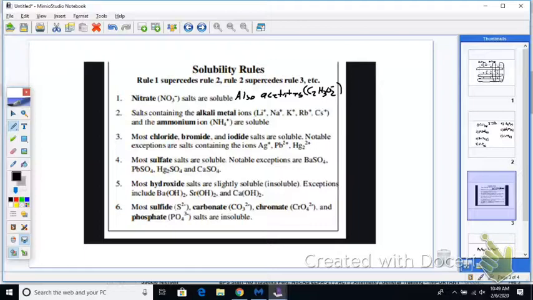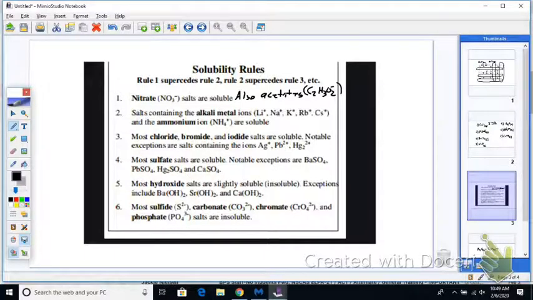So sometimes I have different solubility tables and rules depending upon the book. I really like rule number 1. Rule 1 supersedes anything in 2, and rule 2 overrules anything down below.